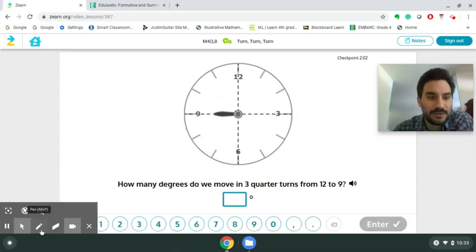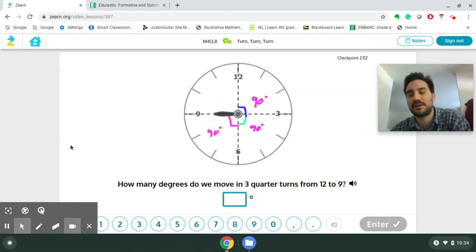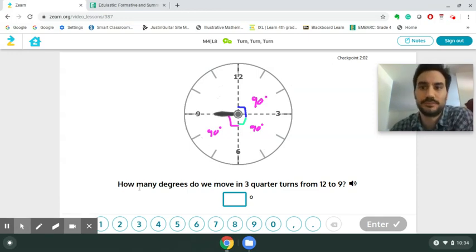How many degrees did we move? Well, think about each quarter turn. 1, 2, 3. They're each 90-degree angles. They're right angles. So how many degrees did we move? How can we find it?